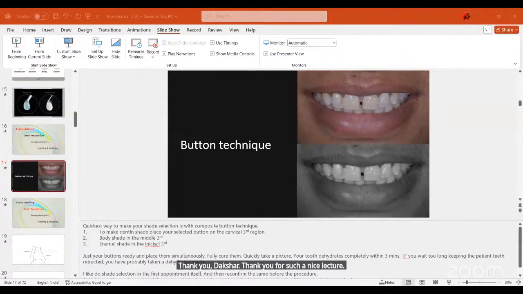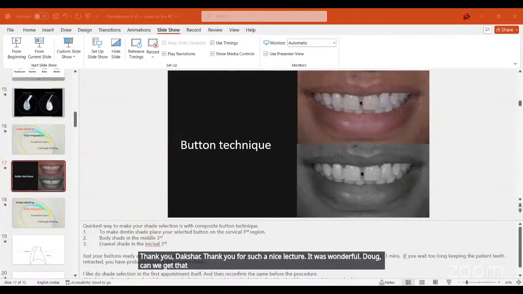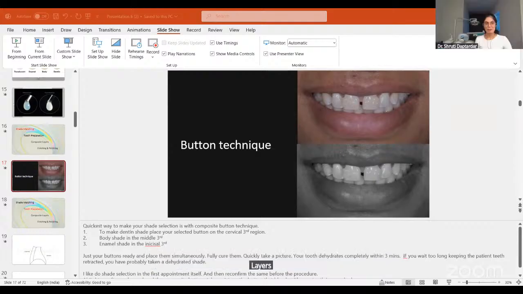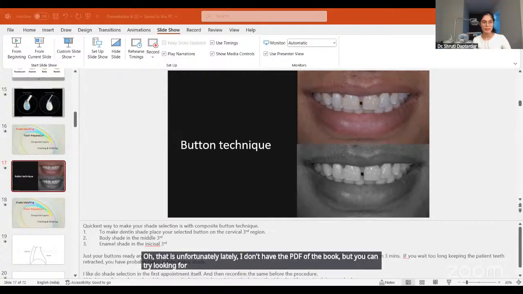It was wonderful. Can we get that PDF of the book, Layers? Unfortunately, I don't have the PDF of the book, but you can try looking for it online. You will definitely get it.